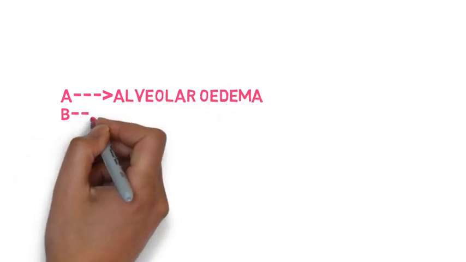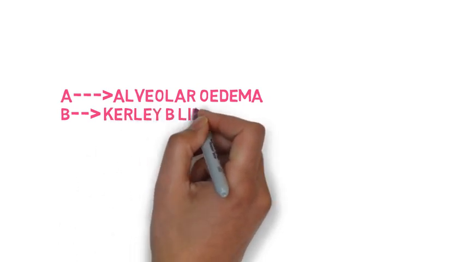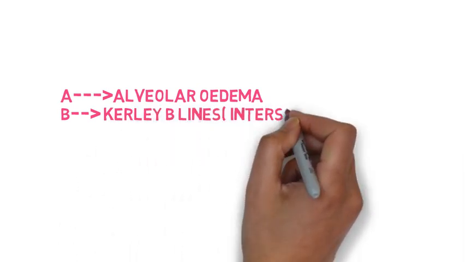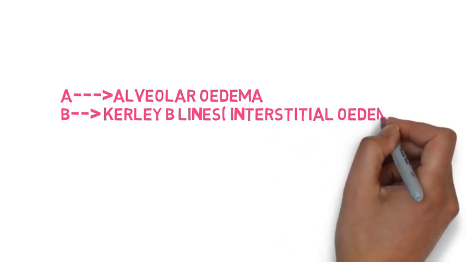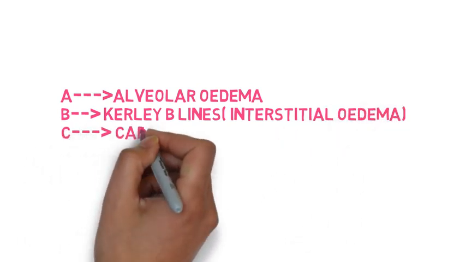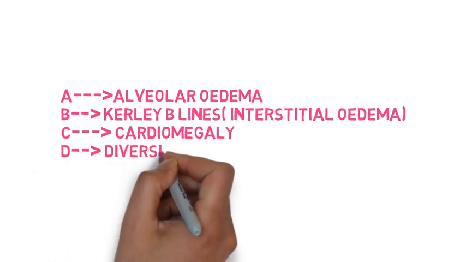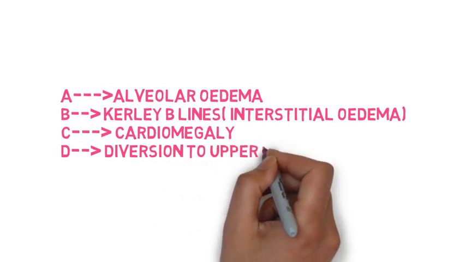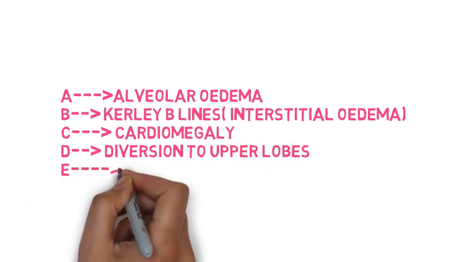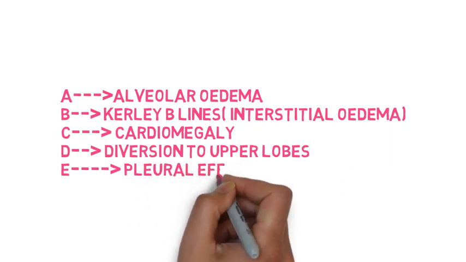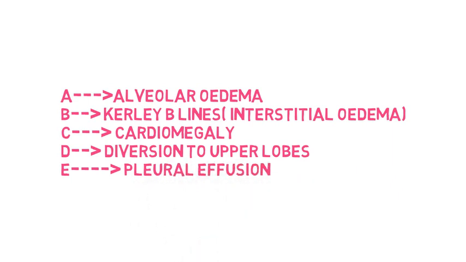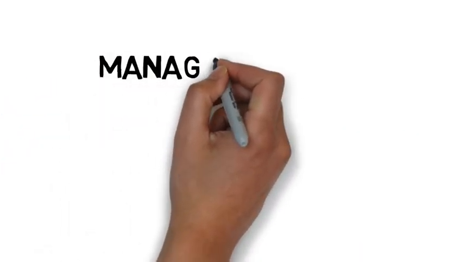A common exam question is what changes can be seen in patients with heart failure on a chest x-ray, and this can be remembered by A, B, C, D, E. The A is for alveolar edema, the B is for curly B lines, the C is for cardiomegaly, which caused the displaced apex beat we discussed earlier, the D is for diversion to the upper lobes, and the E is for pleural effusion.